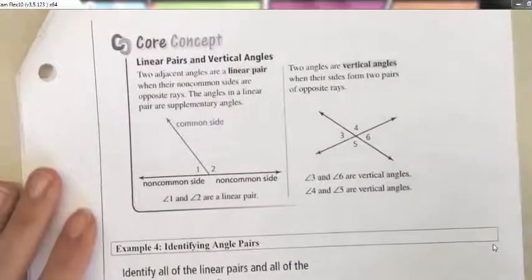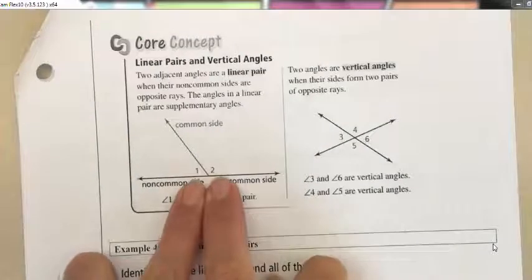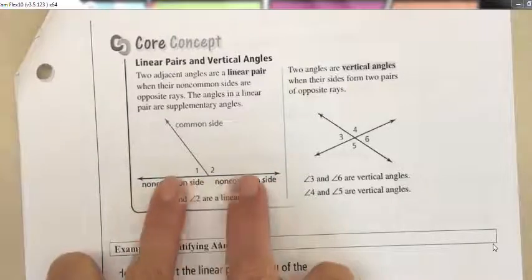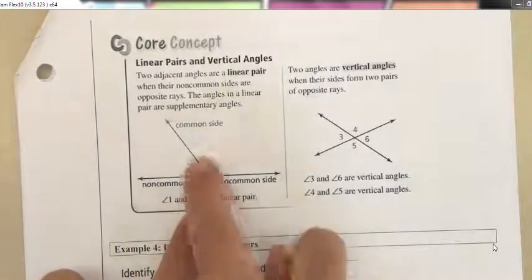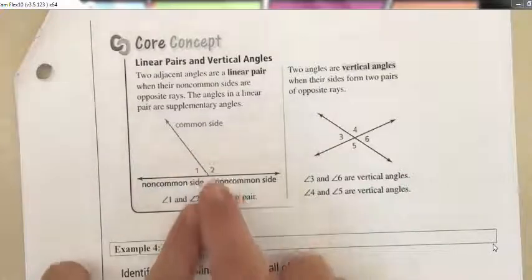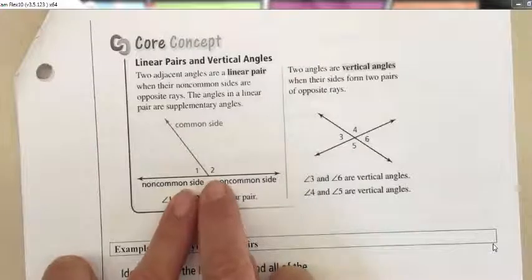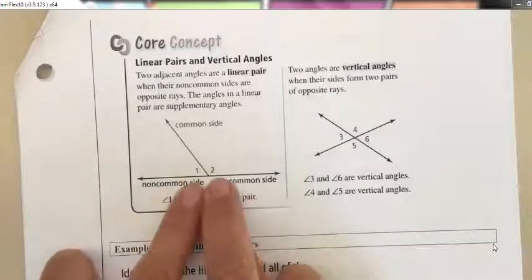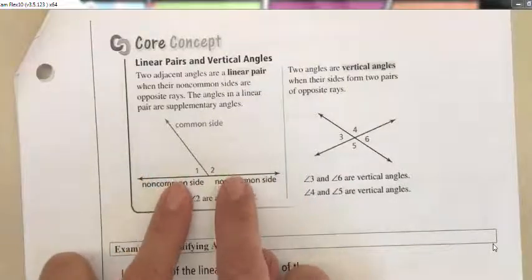Okay, linear pairs and vertical angles. So two adjacent angles are a linear pair when their non-common sides are opposite rays. So see how these two are opposite rays here, right? So the angle 1 and angle 2 have a common side, which is that ray in the middle. Okay, well, in between them, I should say, that they share. But they have two sides that they don't share that are these rays that are opposite rays. This is what we call a linear pair.